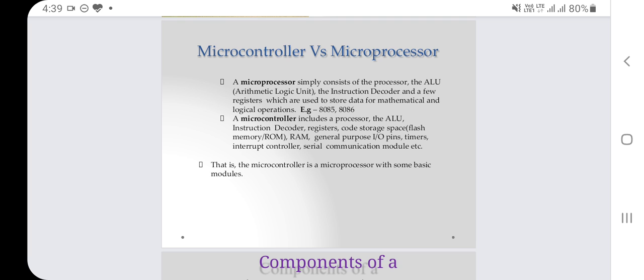So now we can say microprocessor simply consists of the processor, arithmetic logical unit, the instruction decoder and a few registers which are used to store data for mathematical and logical operations. For example, 8085 and 8086. Now, microcontroller includes a processor, the ALU, instruction decoder, registers with RAM, ROM, and general input output pins, timers, interrupt controller, serial communication module, etc. So, we can say the microcontroller is a microprocessor with some basic modules.